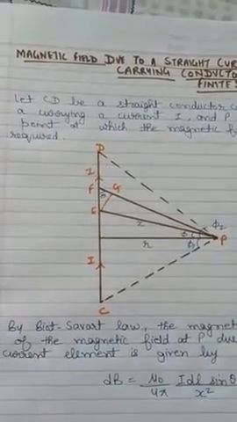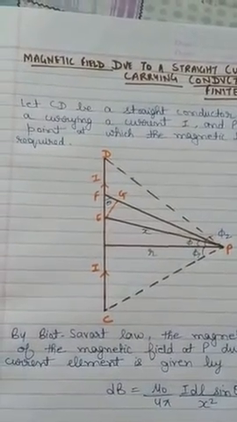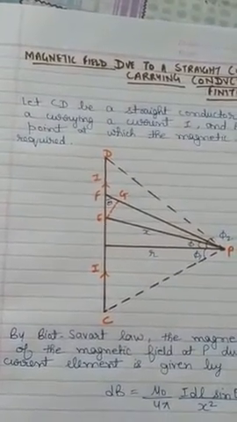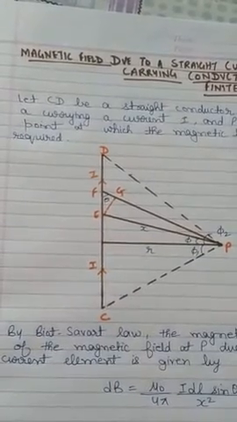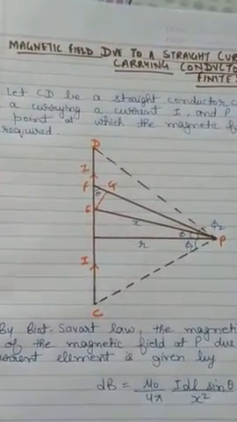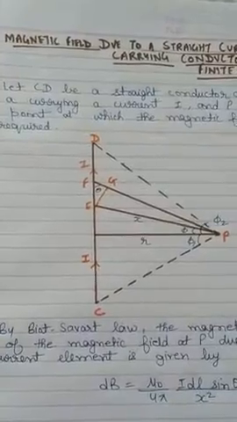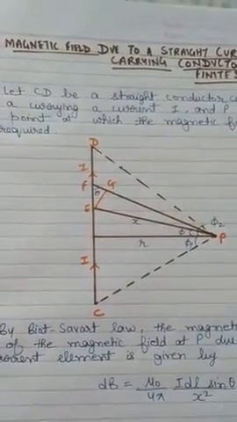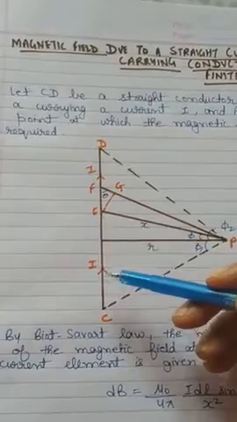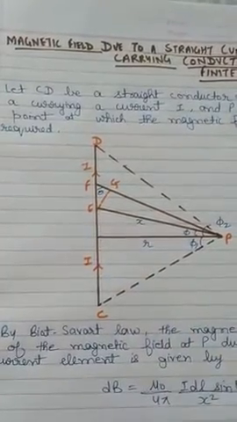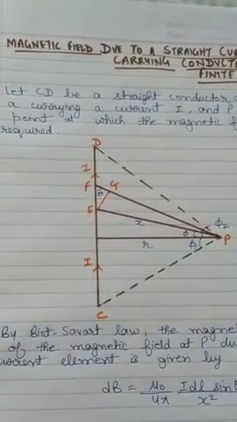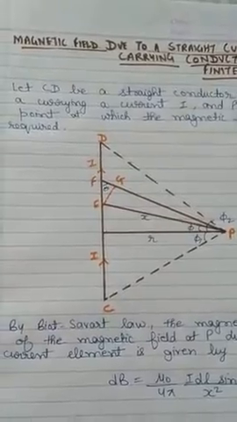Also we'll find out the direction of the magnetic field using the rule that I discussed in the previous lecture. So go through that lecture and then come to this lecture. Okay, so as you can see in the figure, CD is a straight conductor and the current flowing in it is I. P is a point at which we are going to find out the value of the magnetic field.